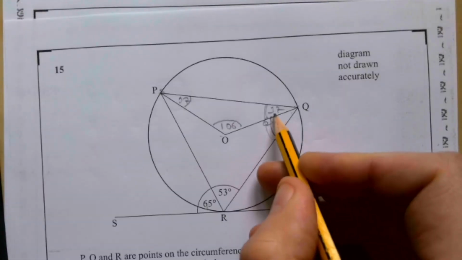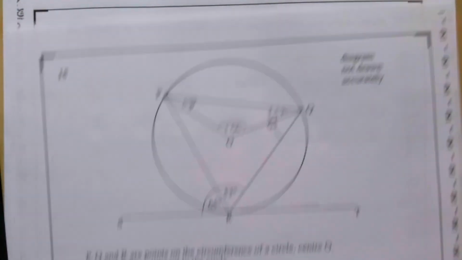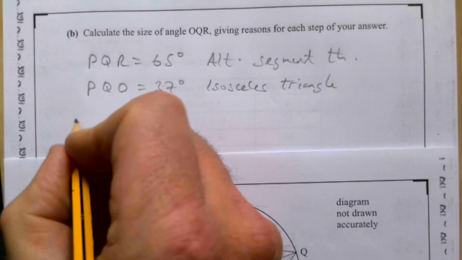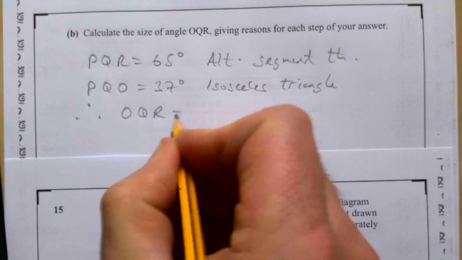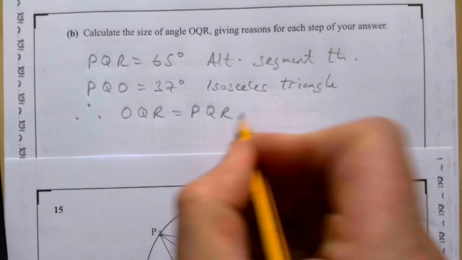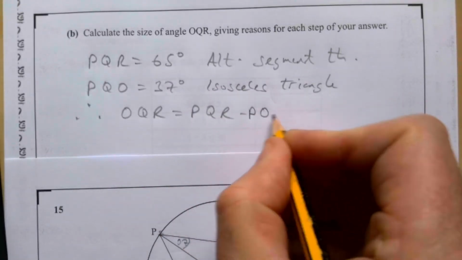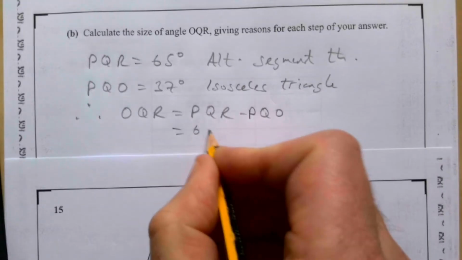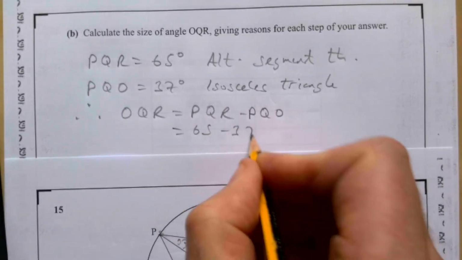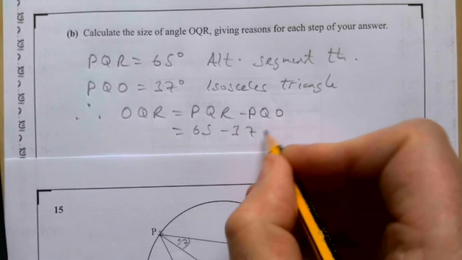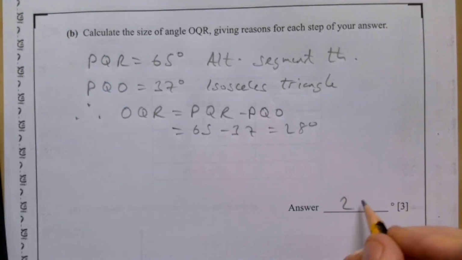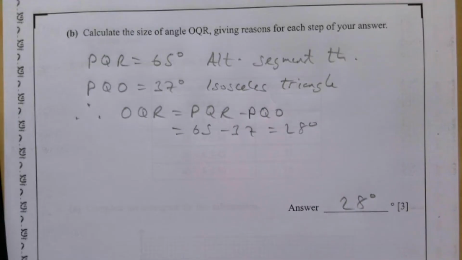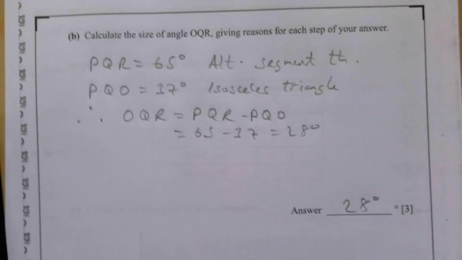Again, you can see your answers under there. And so the one that they want, therefore OQR is equal to PQR take away PQO, which is 65 take away 37. And the answer to that one then is 28 degrees. And that's us for that.